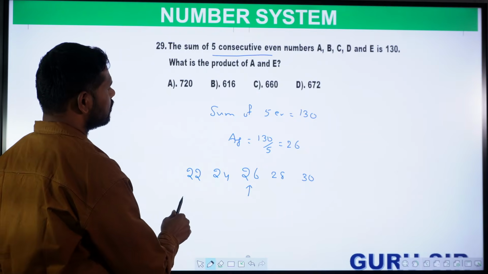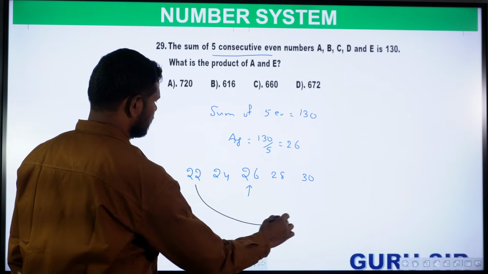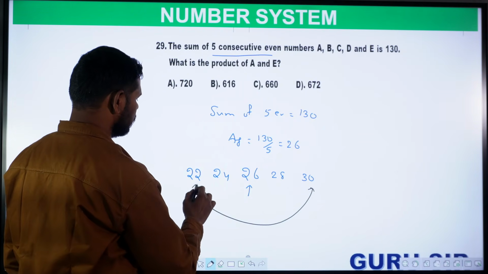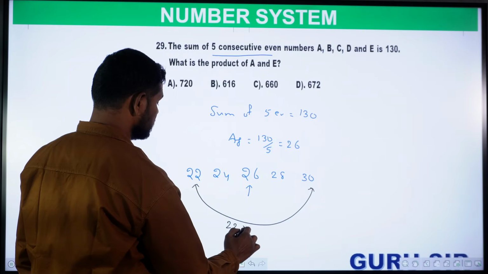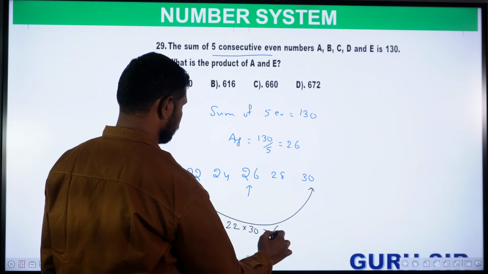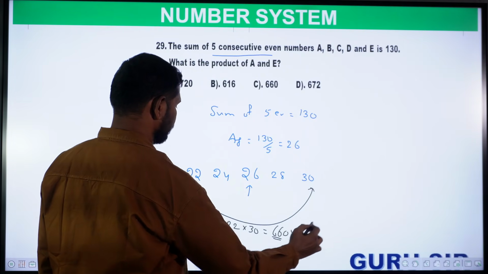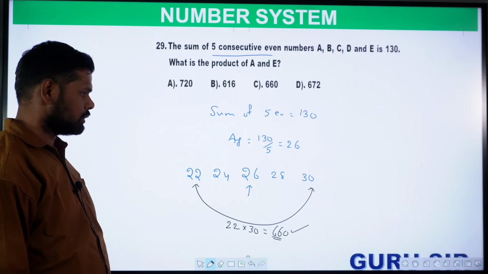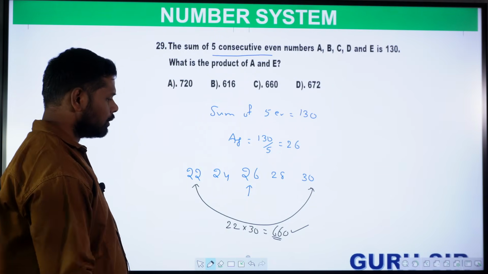They are asking about the product of the first and last, A and E. 22 into 30, how much is it? 660. So that is the answer. Simple. Next one.